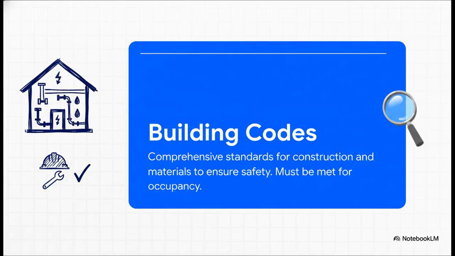And one last thing on public controls, please don't mix up zoning with building codes. Zoning tells you what you can build, a house, a store. Building codes tell you how to build it safely. They're all about the standards for things like electrical wiring, plumbing, and making sure the building won't fall down. Both are public controls, but they do very different jobs.